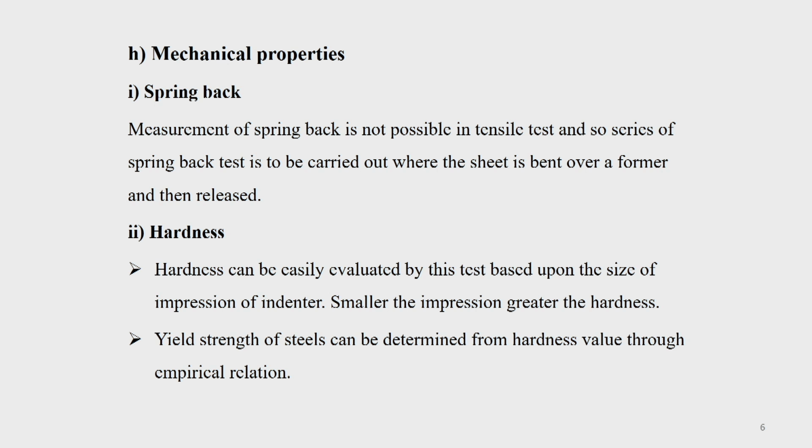The spring back test is the measurement of spring back, and it is not possible in a tensile test. So a series of spring back tests has to be done, where the sheet is bent over a former. At a certain angle you bend it, then release it and find out how much spring back there is. Plastically you deform it, and because of spring back, it will unwind by a small distance. The sheet metal is wound around a former, and while winding it undergoes some plastic deformation. Now when you release it, you will find that it unwinds by a certain angle. This is the spring back effect.